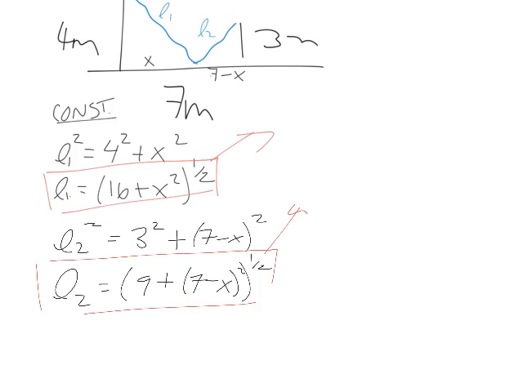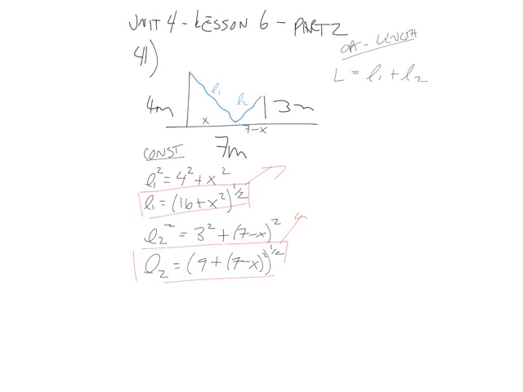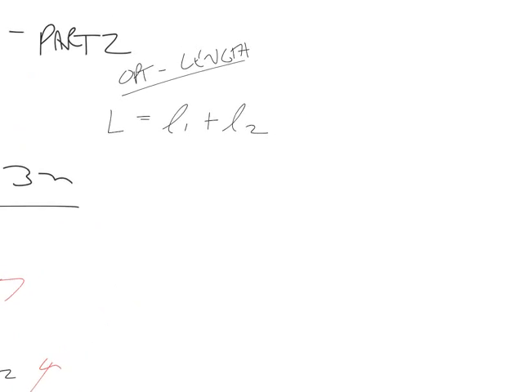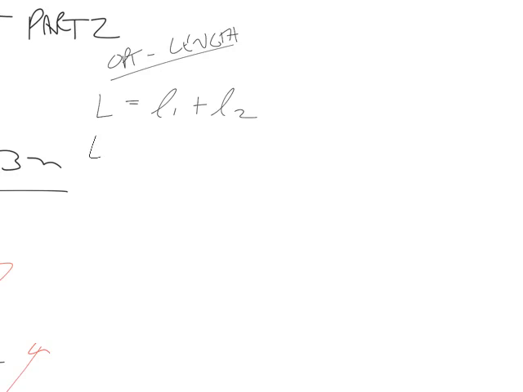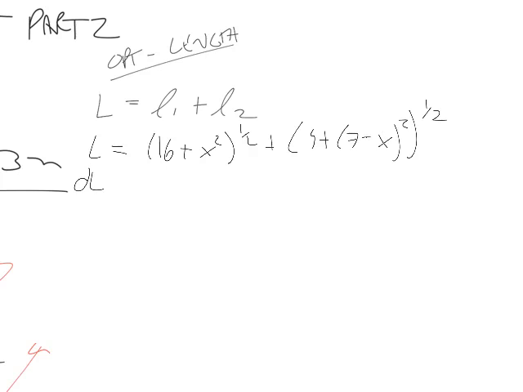Now we can enter those into our optimization equation, which means the length is equal to (16 plus x squared) to the 1/2 plus the second length, (9 plus (7 minus x) squared) to the 1/2. Now we can optimize it by taking the derivative of L with respect to x.